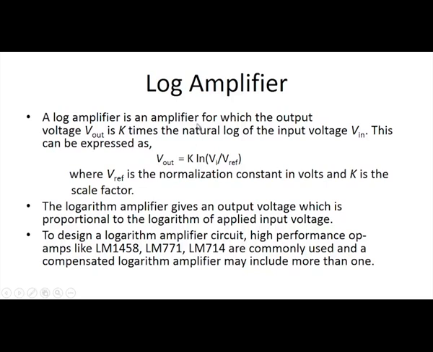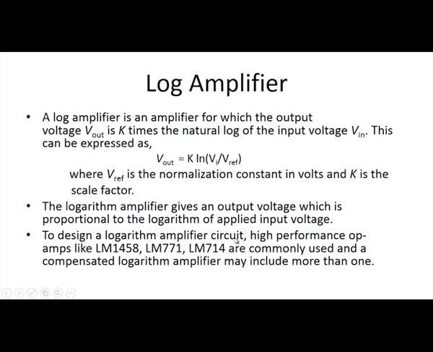In this lecture we are going to see about the log amplifier and anti-log amplifier. A log amplifier is an amplifier for which the output voltage is k times the natural logarithm of the input voltage Vin. This is expressed as Vout is equal to k into natural logarithm of Vin by V reference, where V reference is the normalization constant in volts and k is the scaling factor. This amplifier gives an output voltage which is proportional to the logarithmic value of the input voltage.